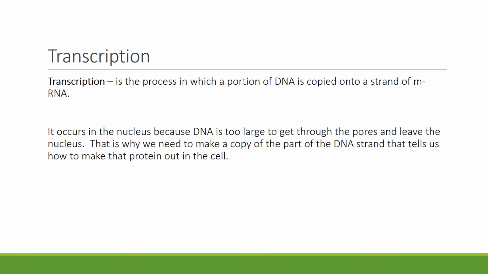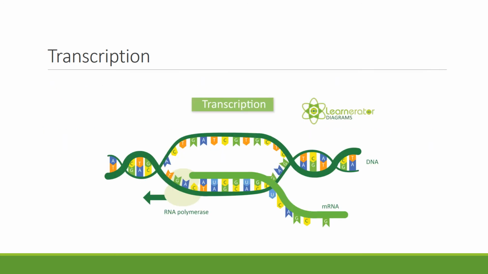The first process in protein synthesis is transcription. It is the process in which a part of the DNA is copied onto a strand of messenger RNA. Messenger RNA then carries the message of how to make one particular protein. Transcription occurs in the nucleus because DNA is too large to get through the pores and leave the nucleus. That's why we need to make a copy of the part of the DNA strand that tells us how to make that protein. Here is a picture of the process of transcription.